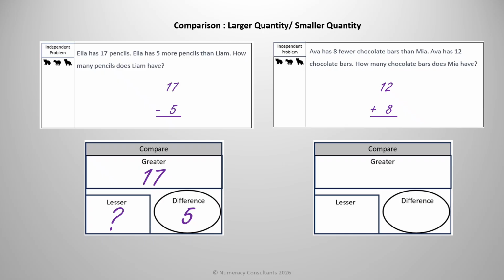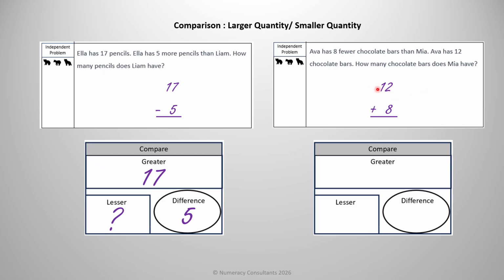And why is this so difficult? Because it says Ella has 5 more pencils than Liam, but we have to subtract. So that more throws kids off where they think, oh, we're just going to be adding because it's more, but you're actually subtracting. And this problem is the opposite. Let's take a look. Ava has 8 fewer chocolate bars than Mia. Ava has 12 chocolate bars. How many bars does Mia have?